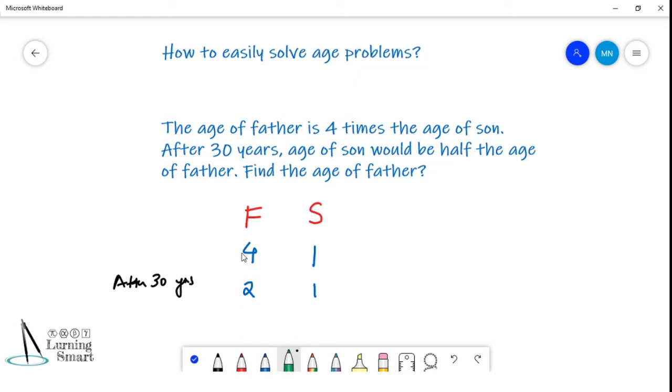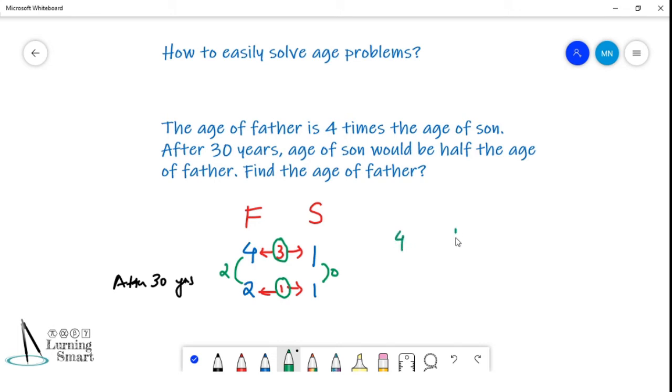So take the difference. 4 minus 2, this is 2. 1 minus 1, the difference is 0. So the difference is different, so you have to make the difference the same. What should you do? Take the difference. 4 and 1, the difference is 3. 2 and 1, the difference is 1. Multiply 3 to the second ratio. Multiply 1 to the first ratio. When you do that, what do you get?